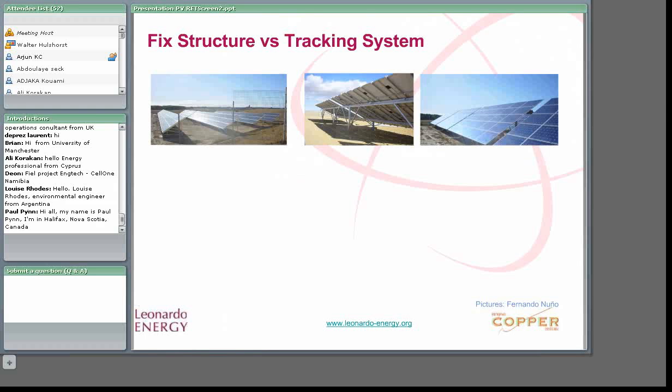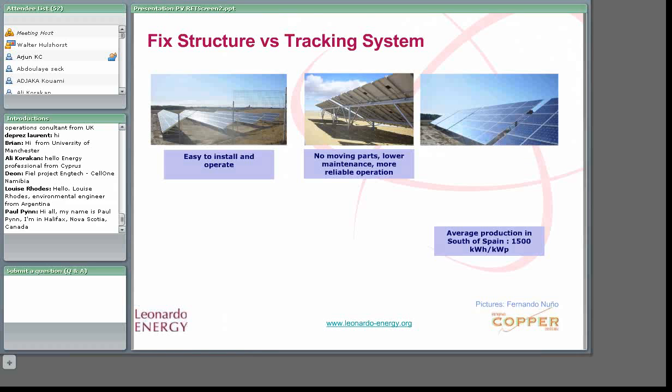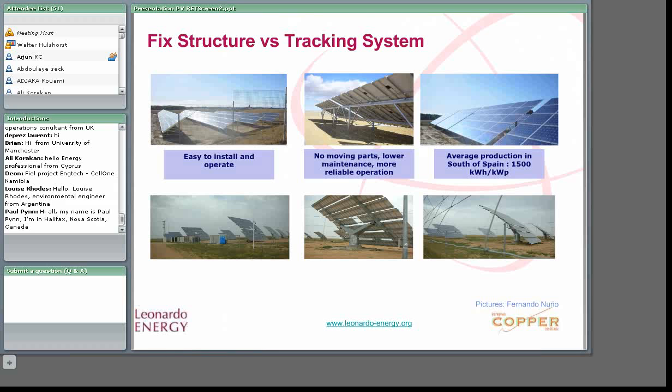This is a fixed structure system. There are no moving parts, there is lower maintenance, and it's more reliable operation. It's easy to install and operate. To give an illustration, average production in south of Spain is 1,500 kilowatt hours per installed kilowatt peak.